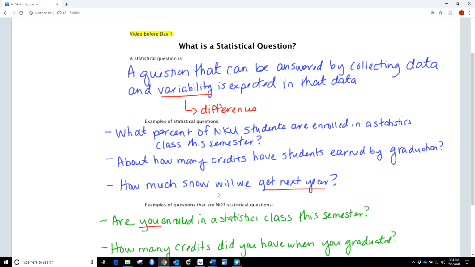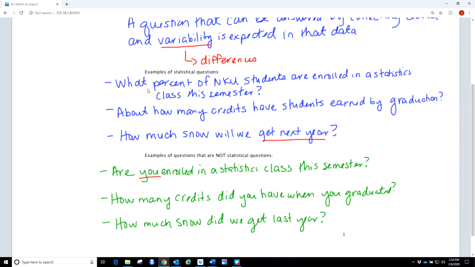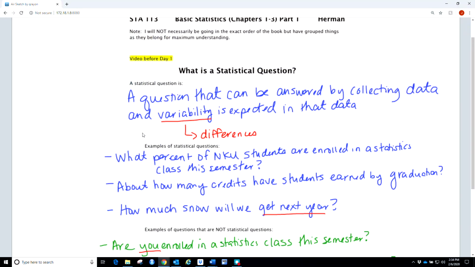So the idea here again is to understand how I need to phrase a question for it to be statistical, which is also different though than the question I might actually ask someone. Right, in order to figure out what percent of NKU students are enrolled in a statistics class this semester, I'm going to have to ask some individuals if they are enrolled in a statistics class this semester. So although I might be asking this question of students, that's not the statistical question. This is what I really want to know. This is what I want to actually answer. That's the goal. So again, the goal of statistics is to use data to answer questions.